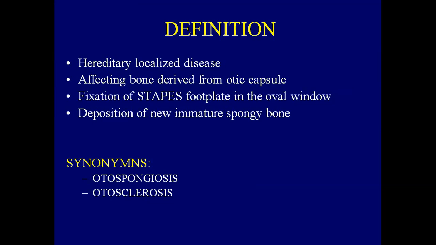It's a hereditary localized disease affecting the bone derived from the otic capsule. Here, there will be fixation of the stapes footplate in the oval window because of the deposition of new immature spongy bone. As shown here, the bone is derived from the otic capsule. Among the ear ossicles, the stapes footplate is the one which is derived from the otic capsule. There are synonyms for otosclerosis. The other term commonly used interchangeably is otospongiosis. So otospongiosis and otosclerosis are the same.